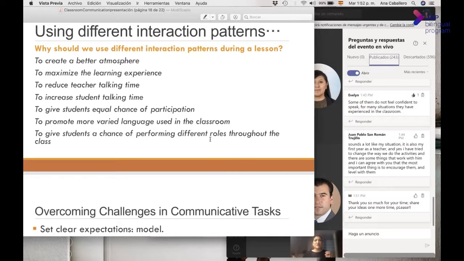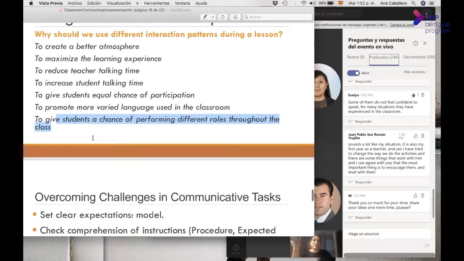So what we can do is use different strategies such as differentiated learning. We can have some tasks which are easier. It's the same task, but it's done easier for the learners and a little bit more difficult for students who are more advanced. And of course, we can give students the chance of performing different roles throughout the class.